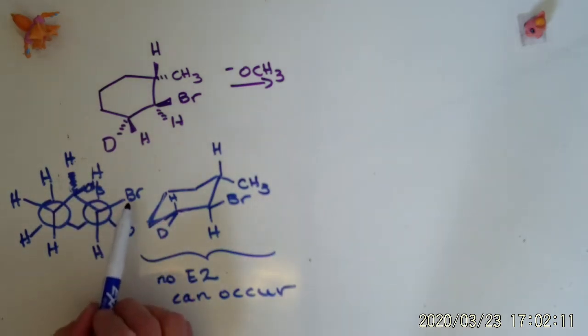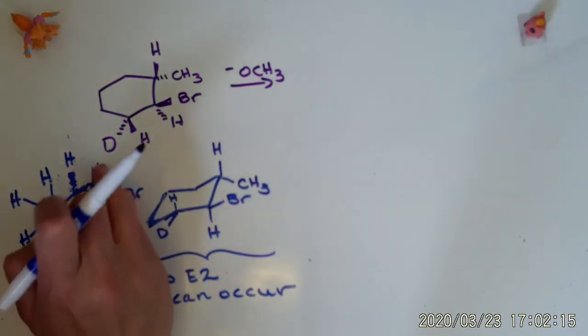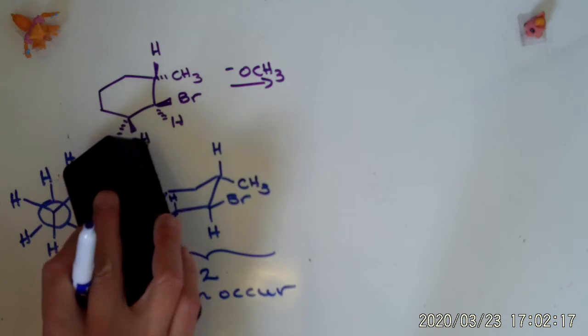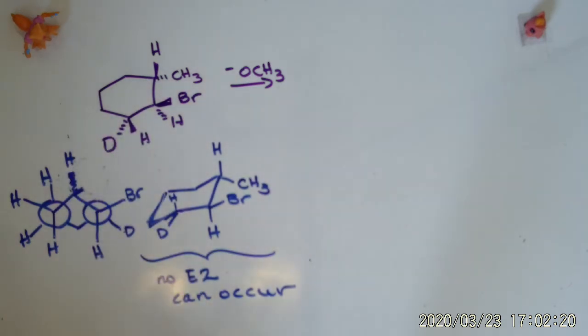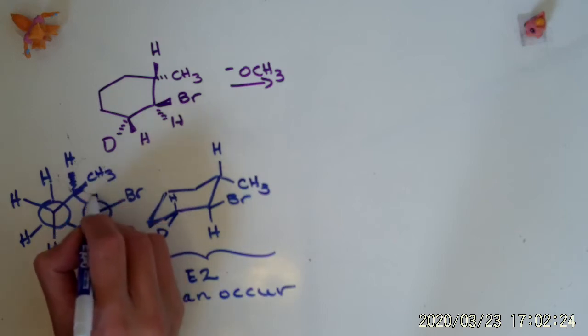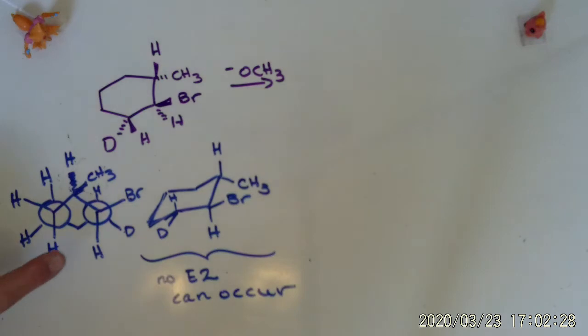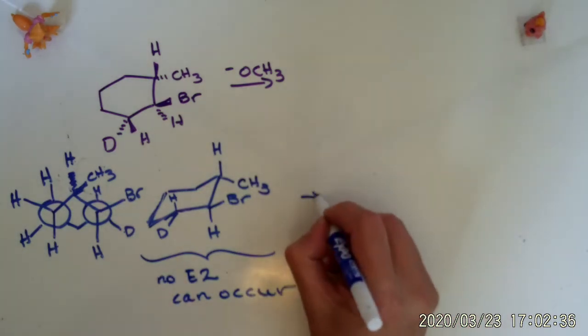Okay, so here, since it's equatorial, this is so messy. Let me just draw my methyl group here. You can see being equatorial, there's nothing that's going to be anti to it, so I can't use this one. So let's take a look at chair 2.